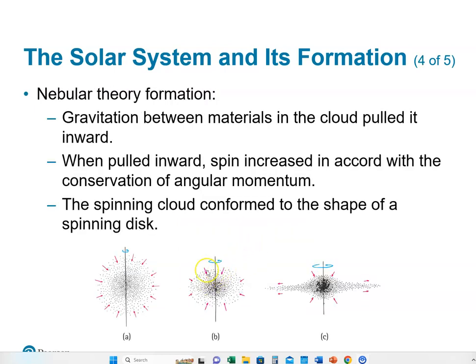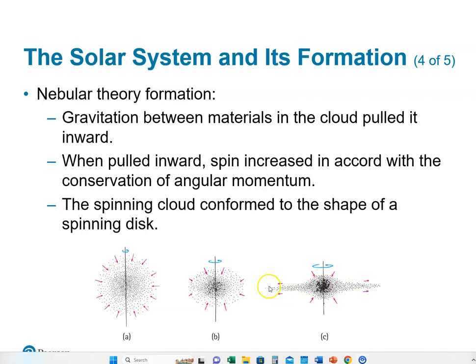All right, so as this small part of it begins to collapse, it speeds up, just like an ice skater, for example, who is spinning around and pulls her arms in towards her axis of rotation, and she spins faster. That's what's called the conservation of angular momentum. And what happens is that the sphere, which started out roughly spherical, will flatten out. And that's exactly what we see in our solar system, and in other solar systems as well.